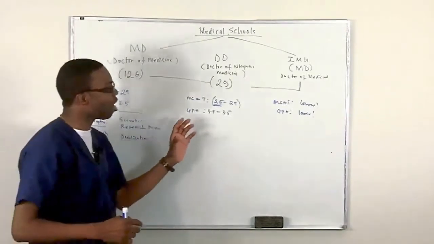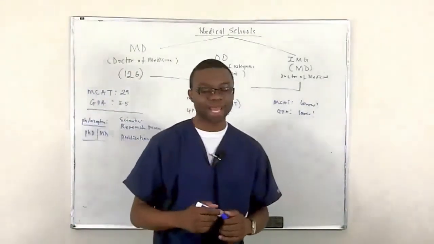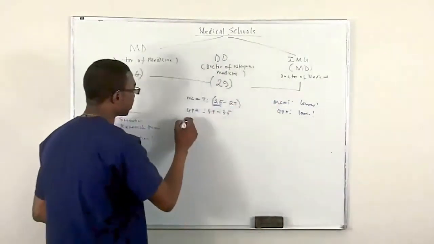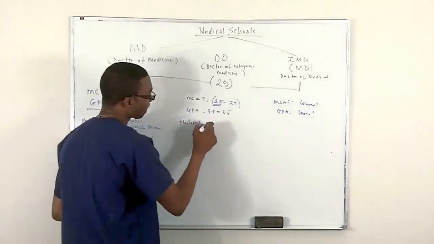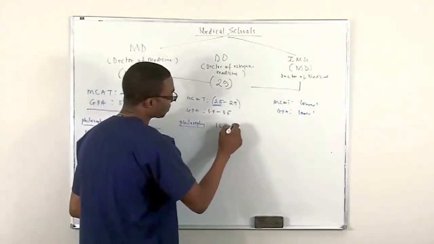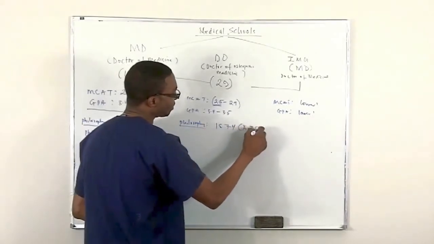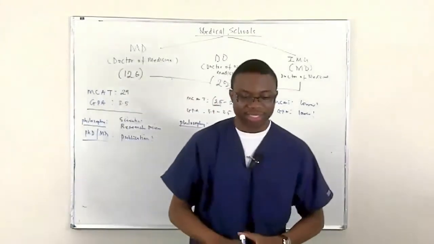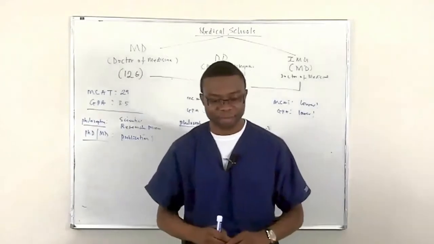Now let's take a look at osteopathic medical schools. They have a different philosophy, and DOs actually started in 1874, which was discovered by a doctor known as A.T. Still, Dr. A.T. Still. Now, Dr. A.T. Still thought there's a different way we should approach medicine. Like I said, it's a different philosophy.